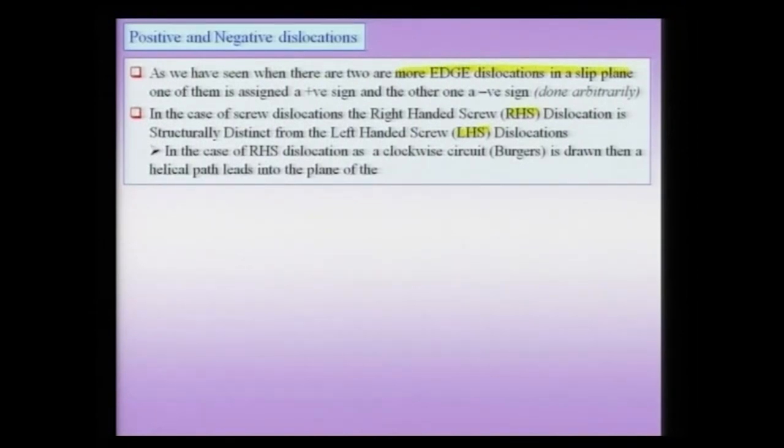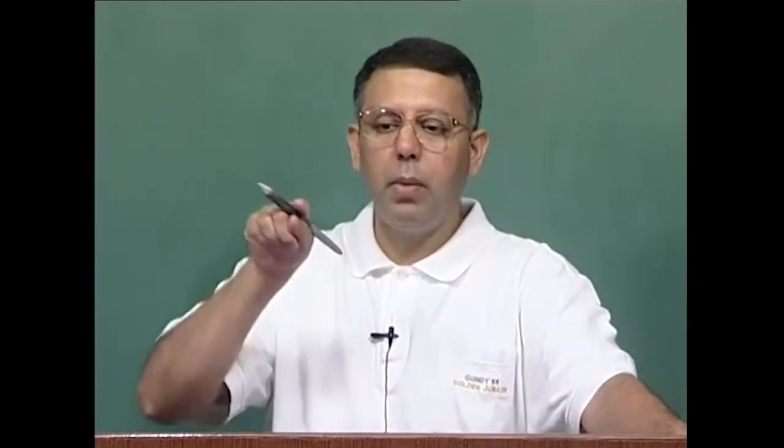The right handed screw actually, if you draw a right handed screw, then the dislocation vector will lead into the plane of the board. If you are sitting on a left handed screw, then actually you will come out of the plane of the board. So, this is a fundamental difference between a right handed screw and a left handed screw.